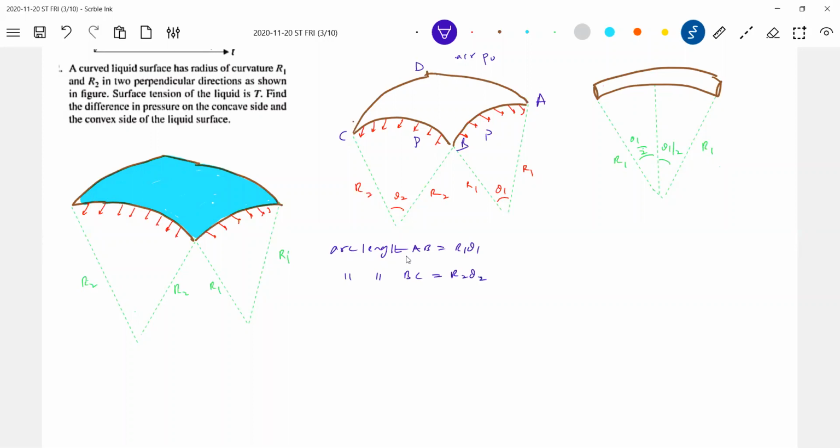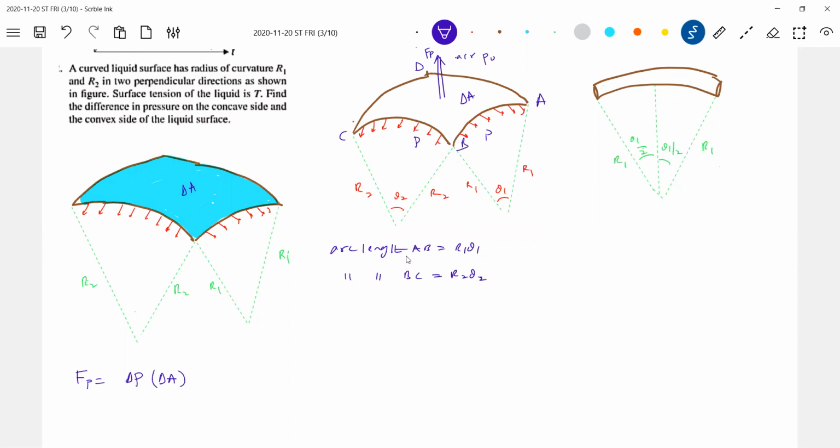The pressure on the concave side will be more than on the convex side, everyone knows. So how will the pressure force act? The net pressure force will act in this direction. So what is FP? The pressure force should be equal to the excess pressure delta P into area. What is area? R1 theta 1 times R2 theta 2, or let me write delta A. What is delta A? This whole thing is delta A.